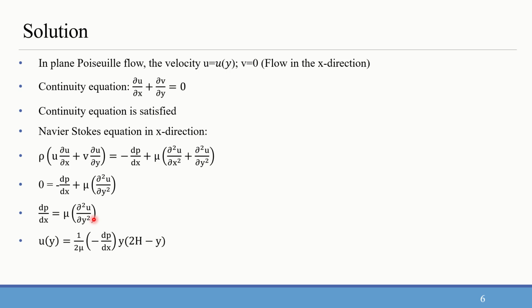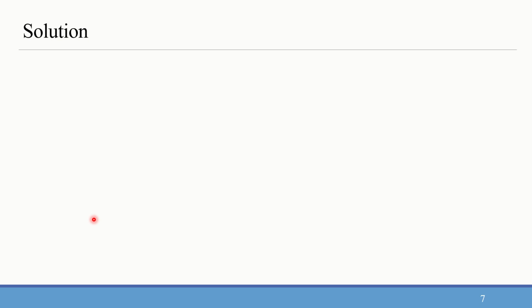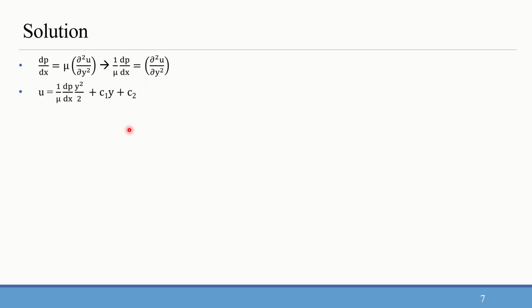So here dp by dx is equal to mu into dou square u by dou y square. So we are taking mu to the other side, so it becomes dou square u by dou y square is equal to 1 by mu dp by dx. And now we need to know what is u. U is a function of y. So to get that, we will integrate this equation twice.